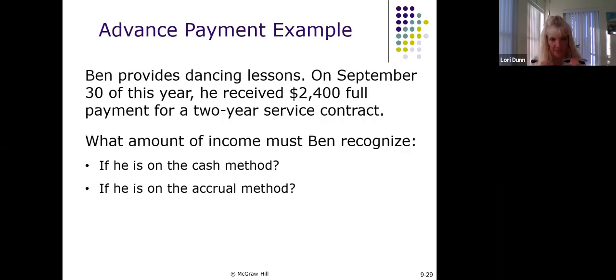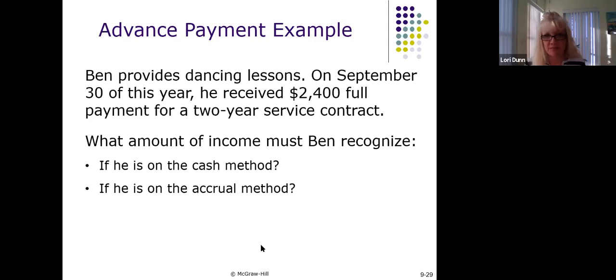Take a look. Ben provides dancing lessons. On September 30th of this year, he received $2,400 full payment for a 2-year service contract. What amount must Ben recognize? If he is a cash method taxpayer, $2,400. What if he's an accrual?